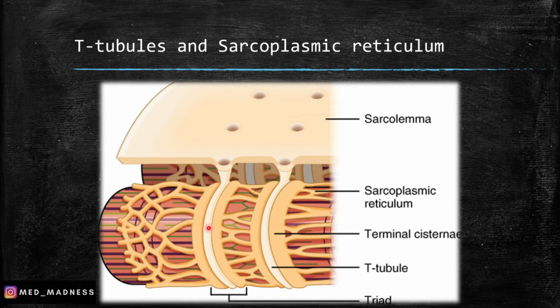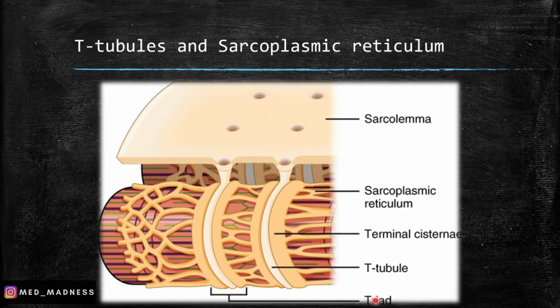On both sides of the T-tubule is the sarcoplasmic reticulum, which stores the calcium. When the action potential reaches the T-tubule, it opens up some channels in the sarcoplasmic reticulum, and the calcium pours into the cytoplasm and the muscle contraction begins. We'll see about the muscle contraction in a while. One more point: a triad means in the center you have a T-tubule, and on both sides you have the sarcoplasmic reticulum.